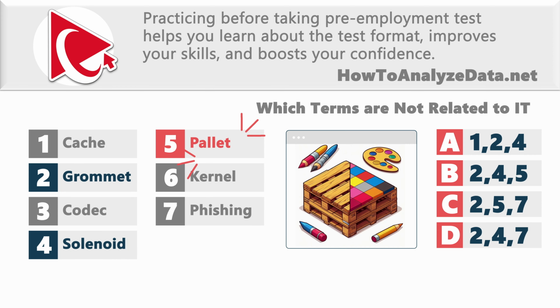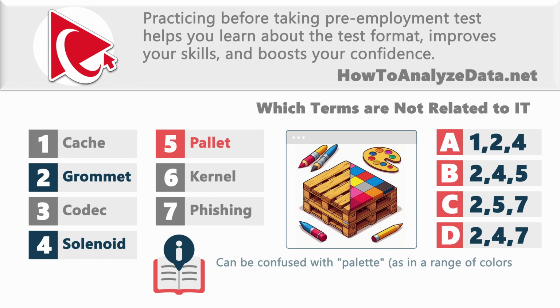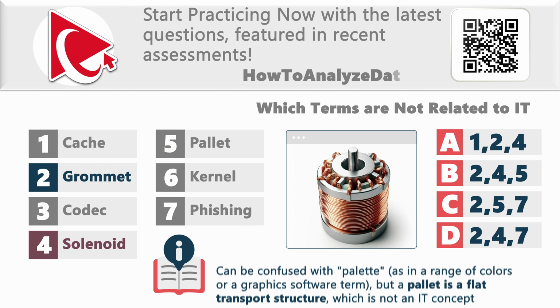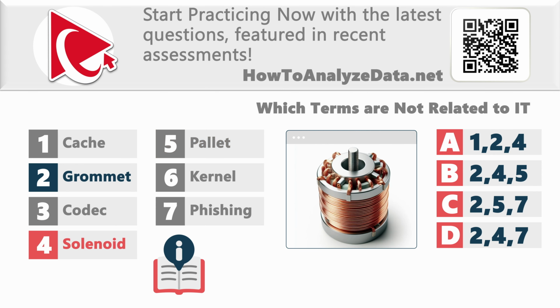Let's look at pallet first. Pallet is probably the most confusing term. It can be confused with palette, which is the range of colors or a graphical software term. But in fact, pallet is a flat transport structure which is not an IT concept. What's interesting is that solenoid is also not an IT concept.